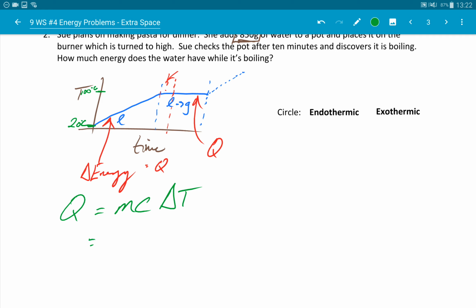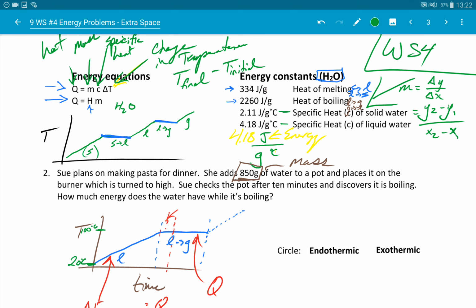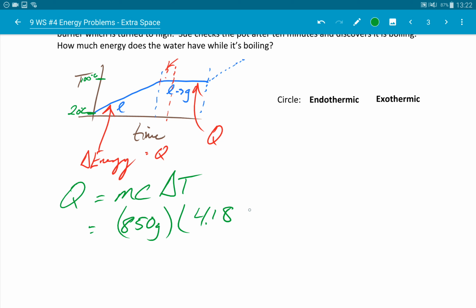So now we can go ahead and do that. We got 850 grams from the problem there, 850 grams. I multiply that by the specific heat, which is 4.18. Let's make sure that we didn't approximate that too much there. Yep, we didn't. And that is joules per gram degree Celsius.